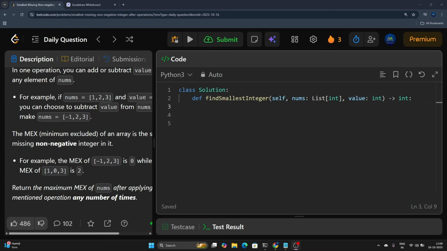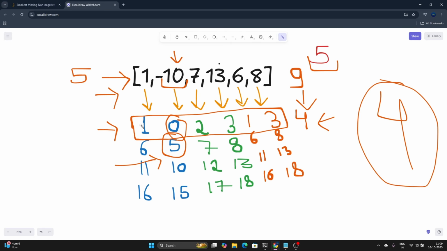So enough of the talks. So now let us try to solve the problem. So first of all, we are going to store the first row data.